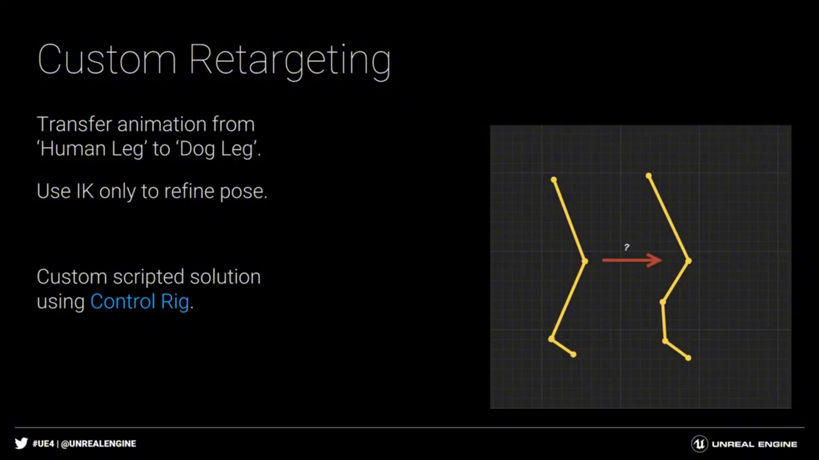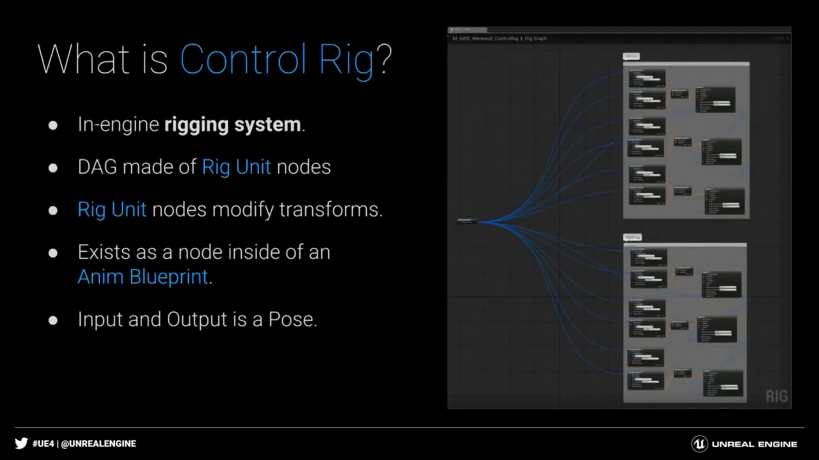So the feature we used was control rig, and just a quick refresher on what control rig is. Control rig is our in-engine rigging system, and it's actually graph-based, and the nodes in this graph are called rig units, and they have the ability to modify transforms for a specific pose. And whenever you create one of these control rigs, you can actually use it in the animation blueprints, and it just shows up as a regular node, and it will take a pose as an input, and then run the rig units to modify this pose according to your predefined behavior, and then output the pose when it's finished.